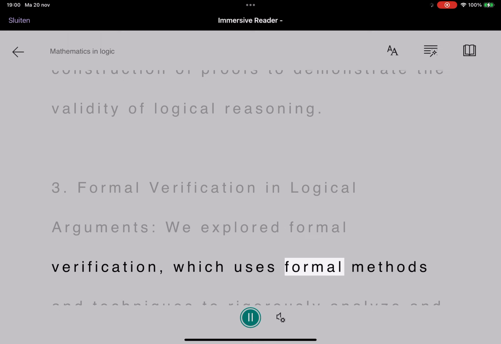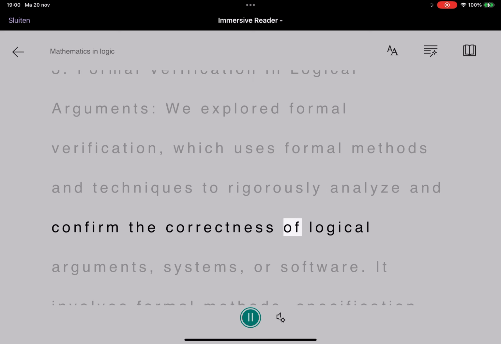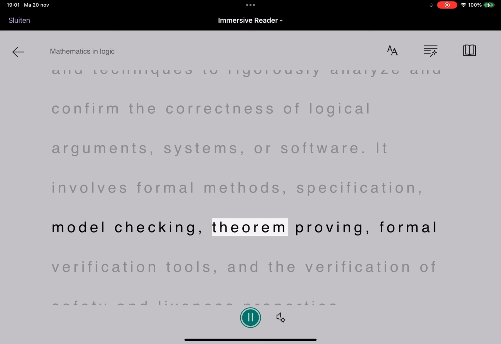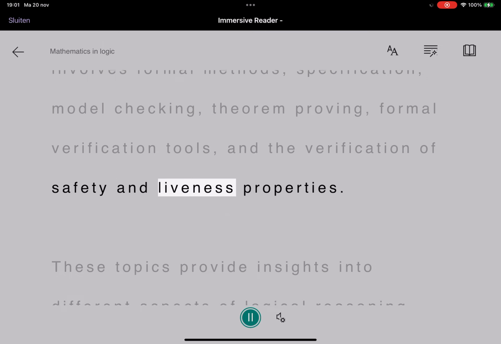3. Formal verification in logical arguments. We explored formal verification, which uses formal methods and techniques to rigorously analyze and confirm the correctness of logical arguments, systems, or software. It involves formal methods, specification, model checking, theorem proving, formal verification tools, and the verification of safety and liveness properties.